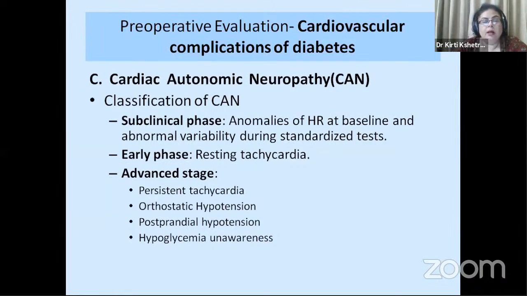In the clinical, subclinical phase, the anomalies of heart rate at baseline and abnormal variability during standardized tests appear totally normal once we do the general physical examination. The early phase has slight resting tachycardia, while only the advanced stage, which is rarely seen, has persistent tachycardia, orthostatic hypotension, postprandial hypotension, hypoglycemia unawareness.